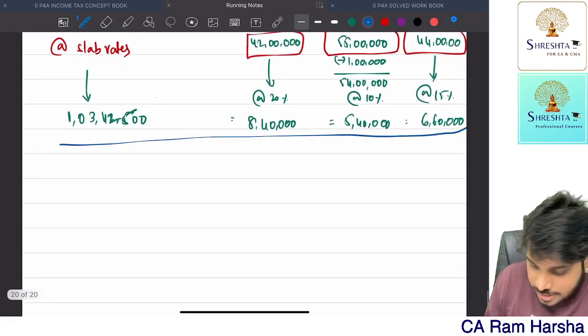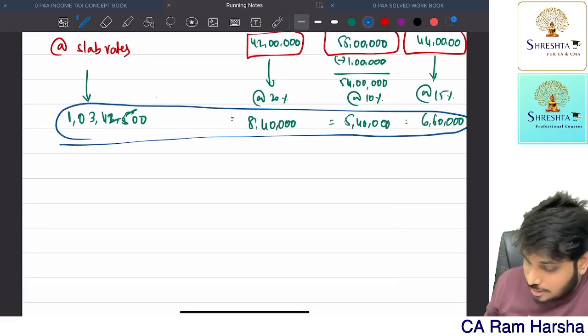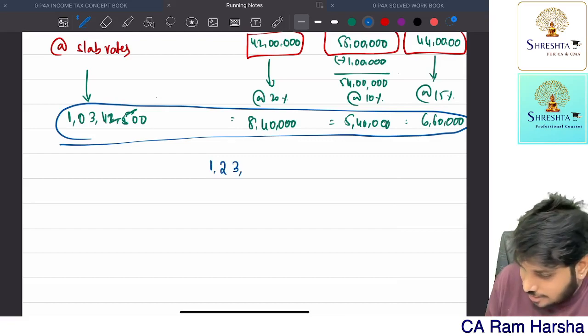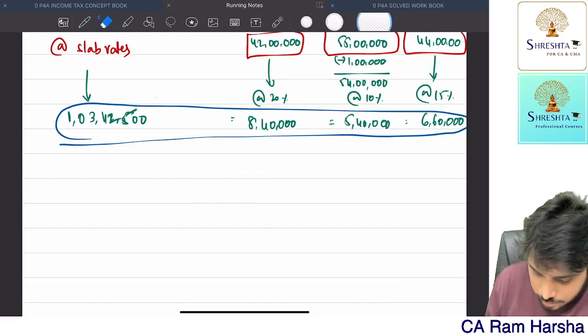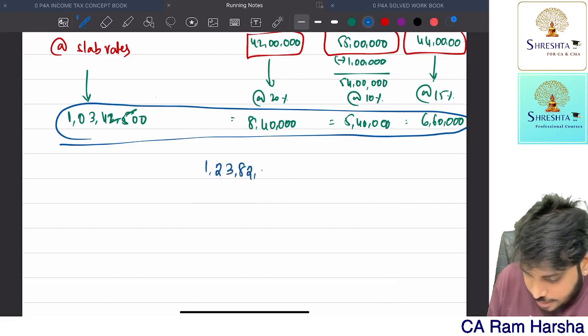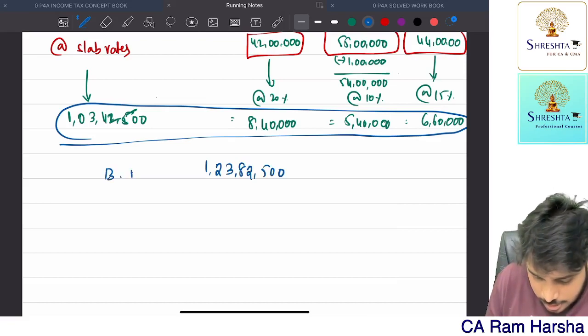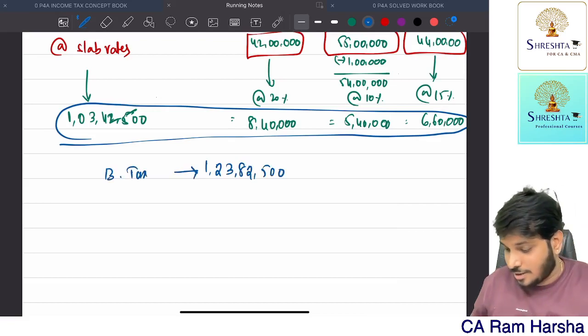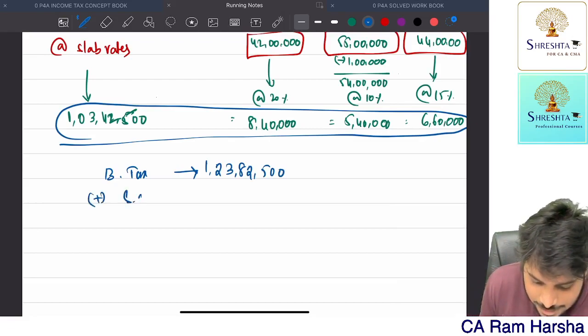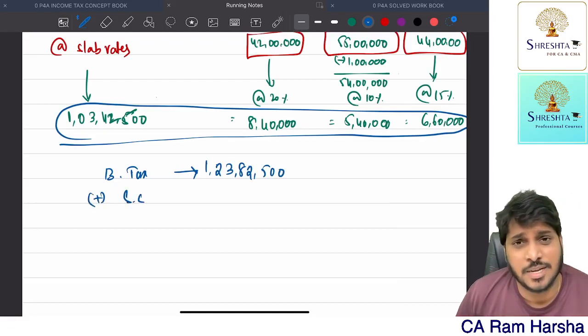Now, what is the total basic tax? Total basic tax is 1 crore 23 lakh 82,500. This is the total basic tax. Now add surcharge. What is the surcharge rate applicable?